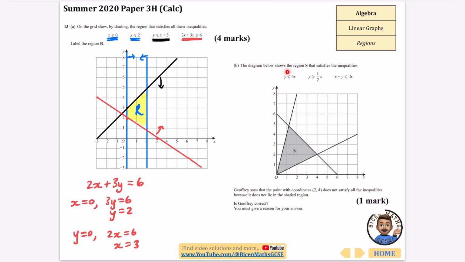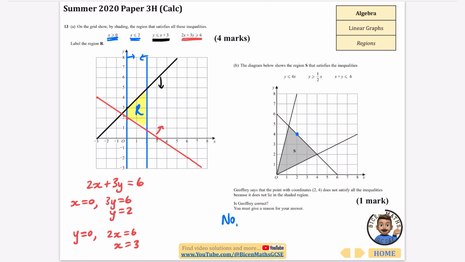This one says the diagram below shows the region S that satisfies these inequalities. So we've got y is less than or equal to 4x, I think that's that one. y is greater than or equal to a half x, and then our x plus y is less than or equal to 6. Jeffrey says that the point with coordinates (2, 4) does not satisfy all the inequalities because it does not lie in the shaded region. Is Jeffrey correct? You must give a reason for your answer. So (2, 4) is here, and it's not in the region, but it is actually on the boundary, which is included. So is Jeffrey correct?